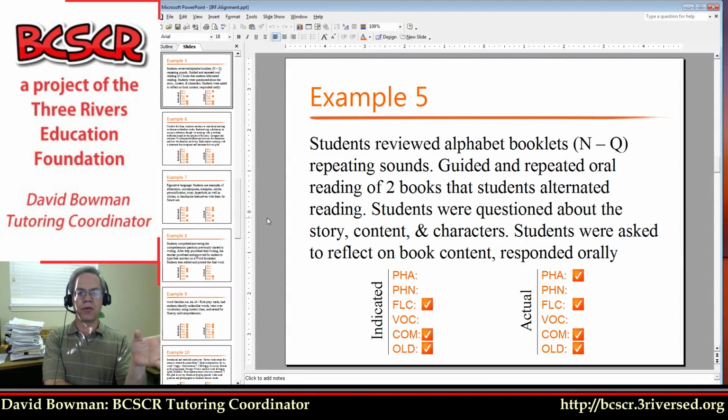Well, I agreed with all of that, but I would also add the phonemic awareness piece because we're looking at specific sounds that we're looking for within the words, and that's the alphabet booklets and repeating sounds. So I would actually add one more to this. I would add the phonemic awareness piece as well. But this tutor has done a pretty good job on describing accurately and aligning the activities to the reading components.